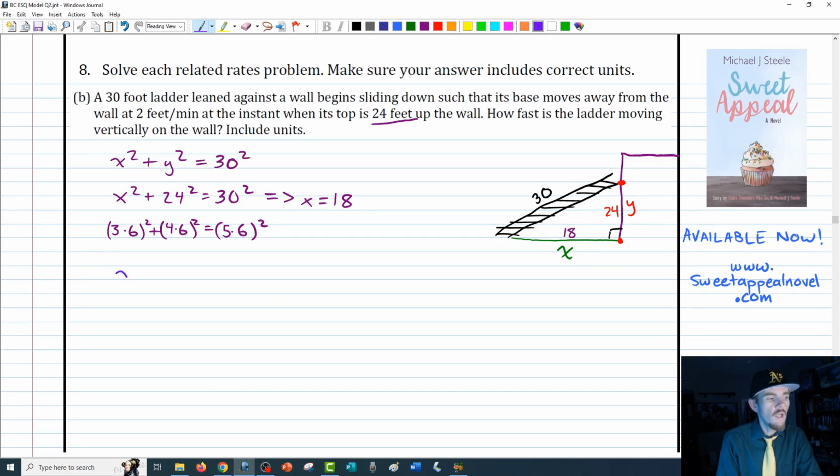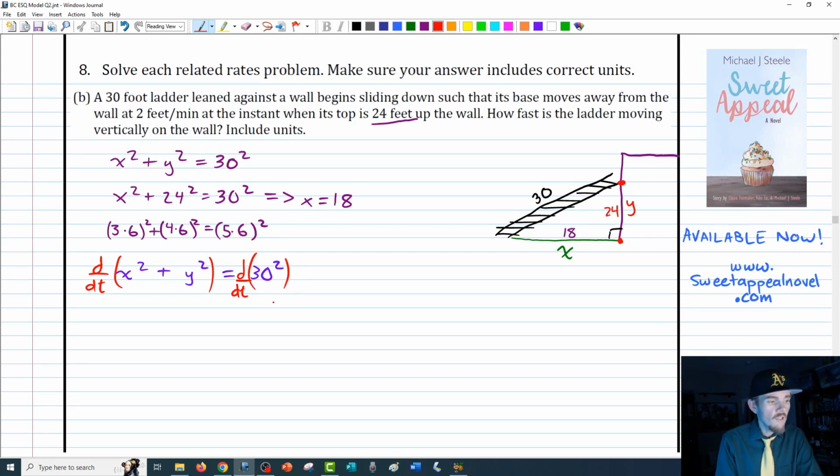So to capture what's changing, I'm going to write out the Pythagorean theorem one more time. This will be x squared plus y squared equals 30 squared. And then just as we've done several times before, I'm going to differentiate with respect to t. Spelling the t on related rates problems: differentiate with respect to t. You know it.